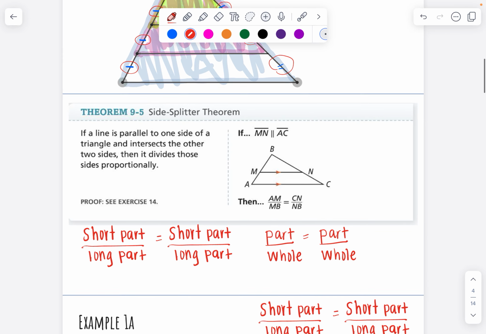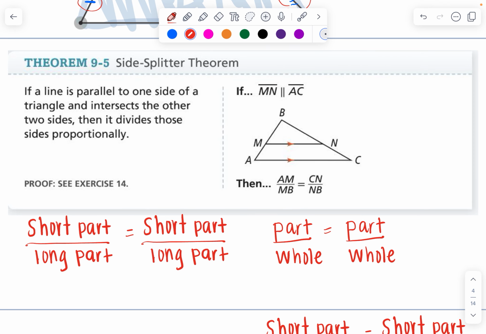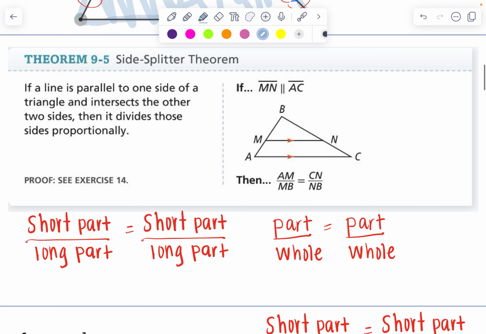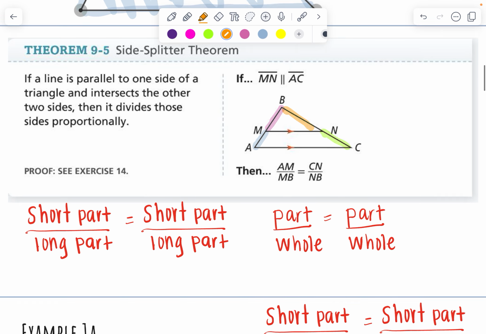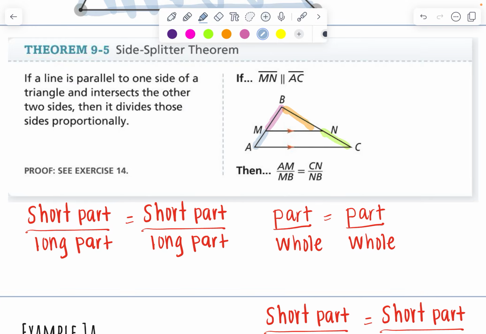That leads us to this first theorem. You don't need to know the name of the theorem, you just need to know how it works. If a line is parallel to one side of a triangle and intersects the other 2 sides, it divides those sides proportionally. So if you look at our triangle here, each side has a short part and a longer part. So one of the proportions that happens is a short part over the long part of one side equals the short part over the long part of another side.